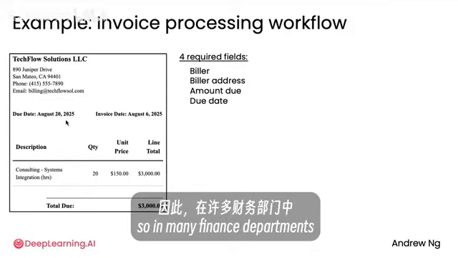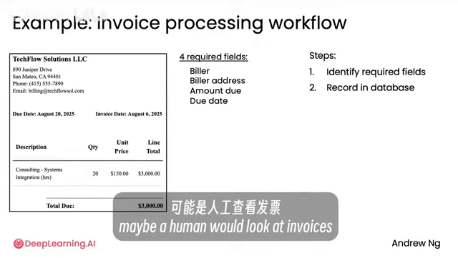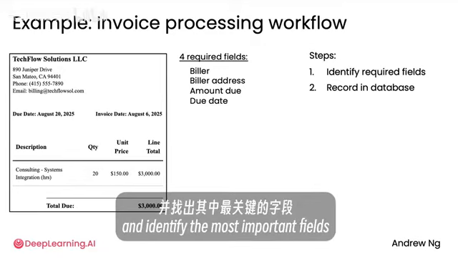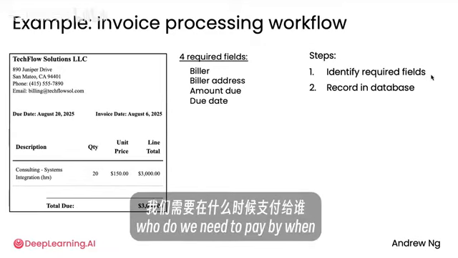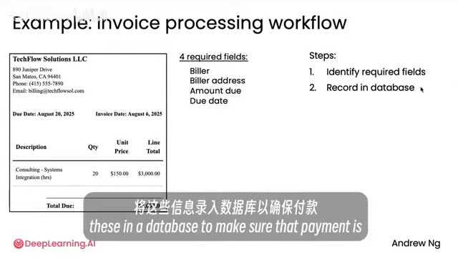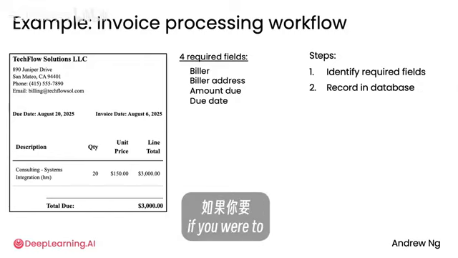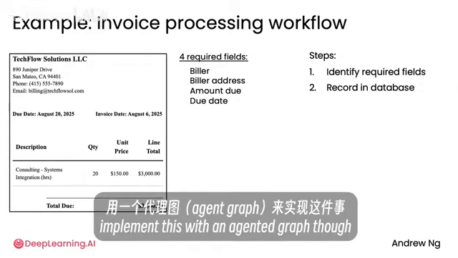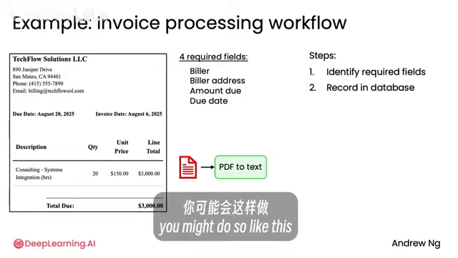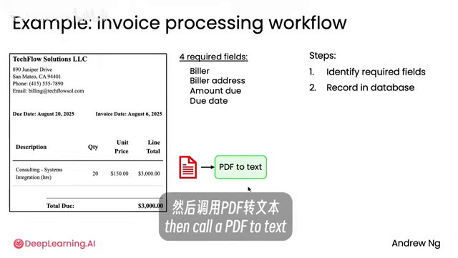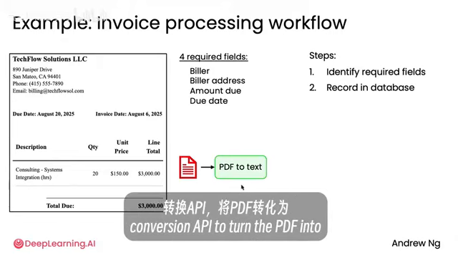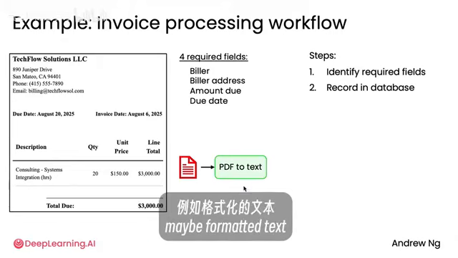So in many finance departments, maybe a human would look at invoices and identify the most important fields, who do we need to pay by when, and record these in a database to make sure the payment is issued in time. If you were to implement this with an agentic workflow, you might do so like this. You might input an invoice, then call a PDF to text conversion API to turn the PDF into maybe formatted text, such as markdown text for the LLM to ingest.